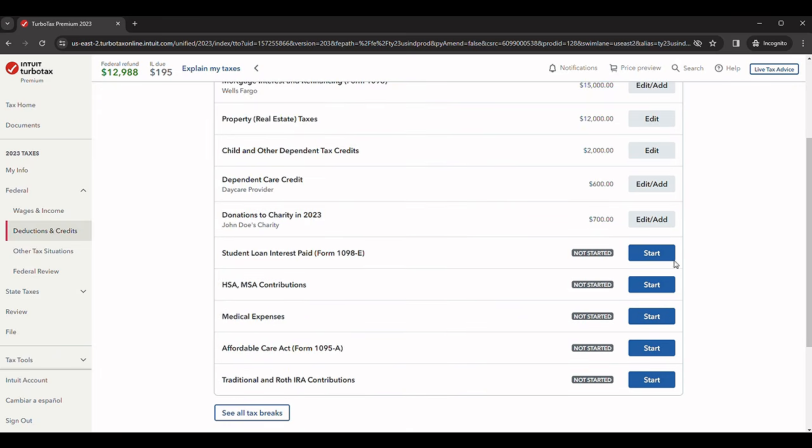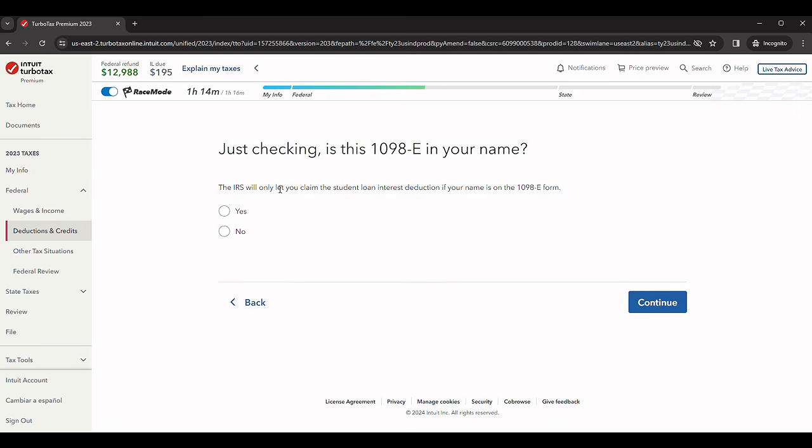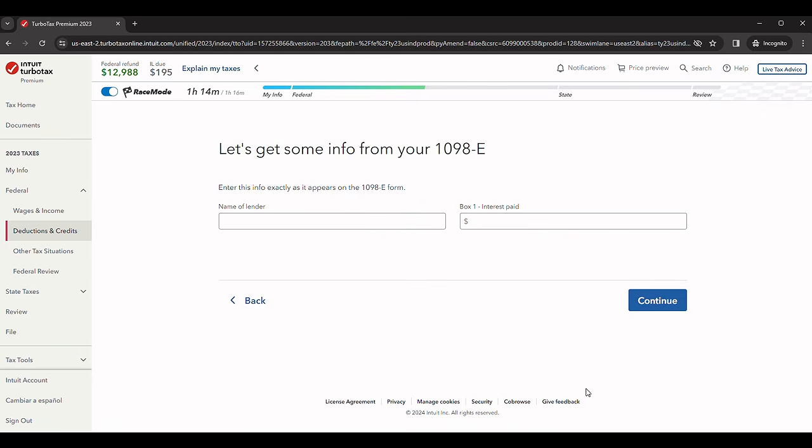Student loan interest paid. So this is going to be a great deduction. You're going to get this on a 1098-E. 1098-E. Okay. You can claim this if your name is on the 1098 form. Yes, it's in my name. You can upload the PDF file or the JPEG or whatever it may be. You can take a photo of it again, but we're going to type it in ourselves.